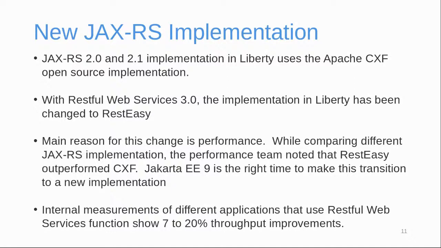With our initial measurements of different applications using the RESTful Web Services function within the Jakarta 9 offering within Liberty, we're showing anywhere from a 7 to 20% throughput improvement. Obviously, it depends upon how much of that application is using RESTful Web Services. That 20% is more like a simple application where all it's really doing is REST. Obviously, 7% is where it's a mix.